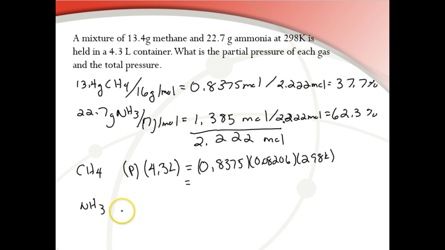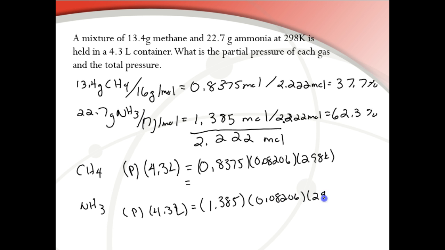We're going to do the same thing for ammonia. Pressure, the volume's the same. My moles here, 1.385. My R, and my temperature. I can plug that into the calculator and solve for the two different partial pressures.